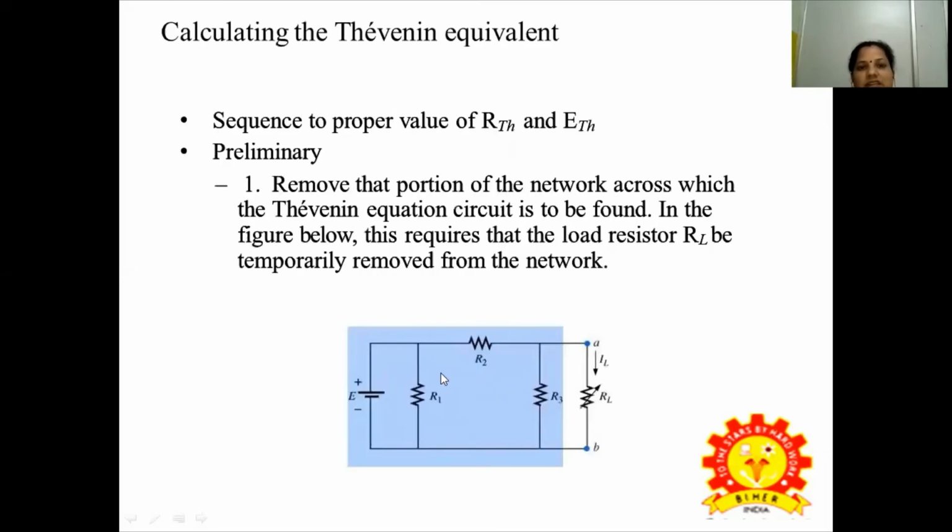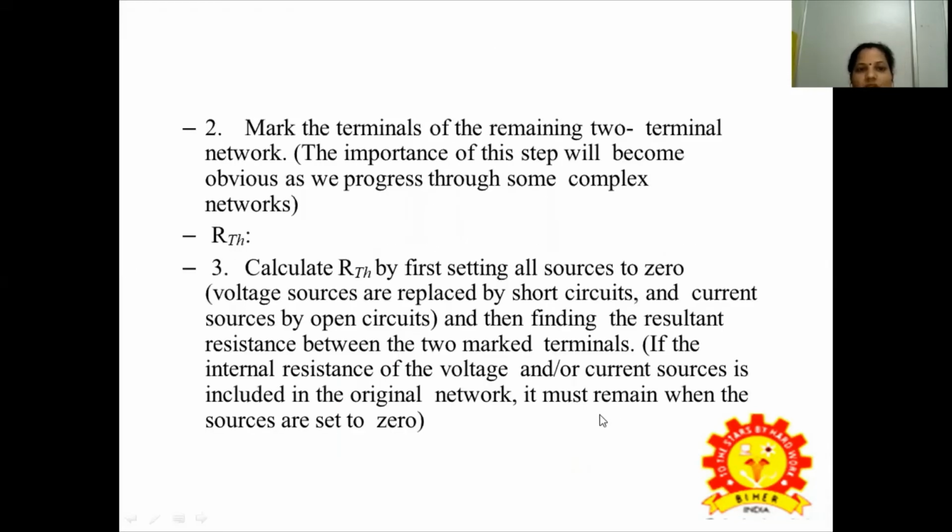So calculating the Thevenin equivalent requires the proper values of RTH and VTH. First, remove the portion of the network across which the Thevenin equivalent circuit is to be found. In the figure below, this requires that the load resistance be temporarily removed from the network. Second, mark the terminals of the remaining two-terminal network.